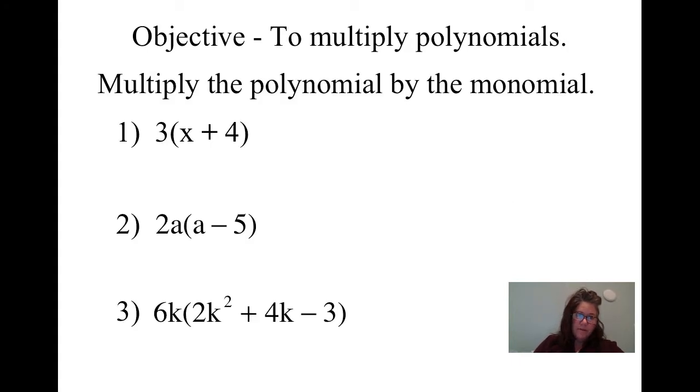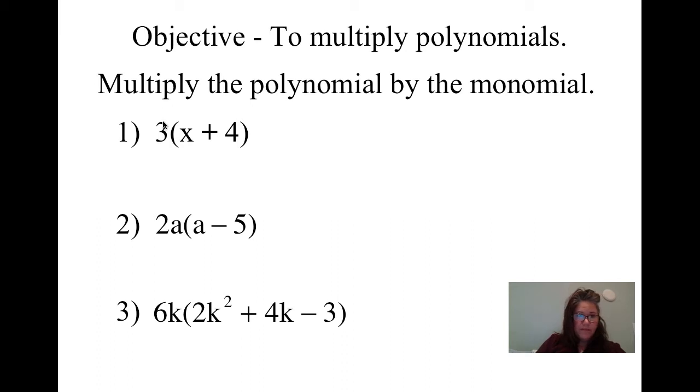Alright, so we multiply polynomials by a monomial. Remember, a monomial is one term. A polynomial is two terms. So I'm starting with my one term, a monomial. I'm going to multiply it by the polynomial x plus 4, or times the quantity of x plus 4.